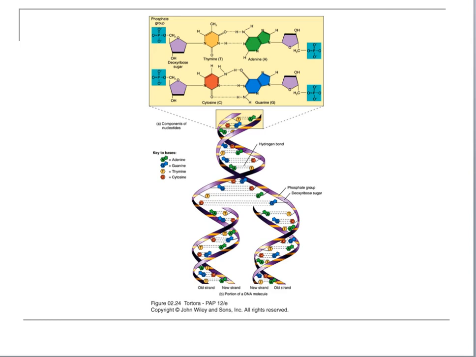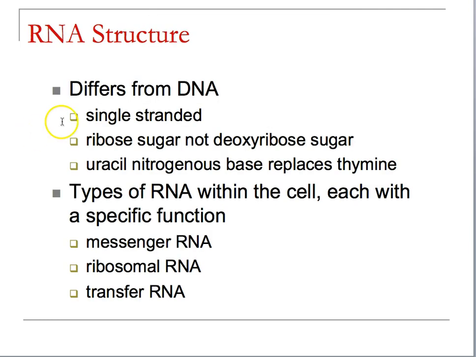That information are the instructions to make a specific RNA structure, which differs from DNA because it's single-stranded. It's a ribose sugar, not a deoxyribose sugar. And it has a uracil nitrogenous base instead of thymine. These are the rules. You need to make sure you understand it. It's just like a language. If you don't understand the language, there's no way you're going to make this work.